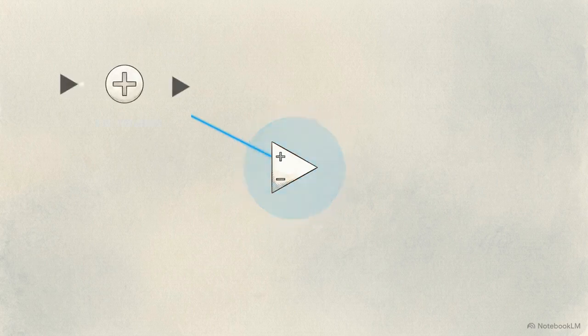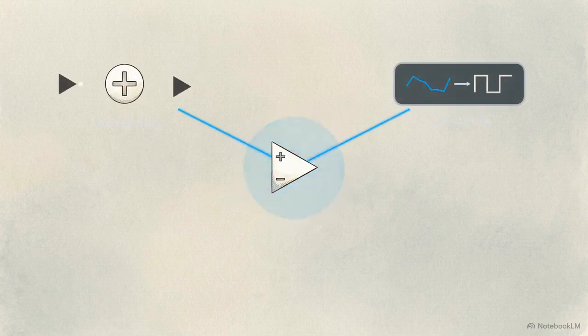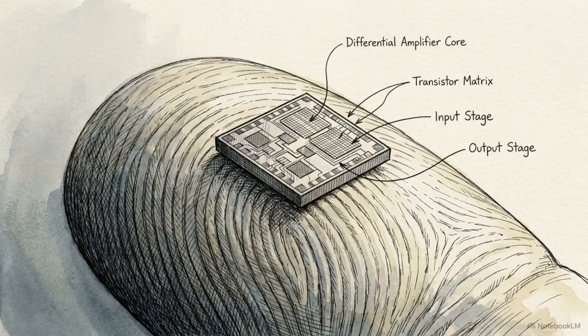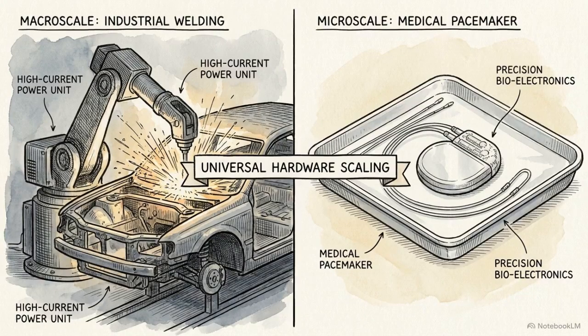We have built a complete system. We scaled up from linear math, applied nonlinear conditioning to digitize data, harnessed frequency dynamics to sculpt waveforms, and secured the hardware with regulated power. Every one of these functions stems from a single differential amplifier architecture that scales to solve almost any hardware problem imaginable.